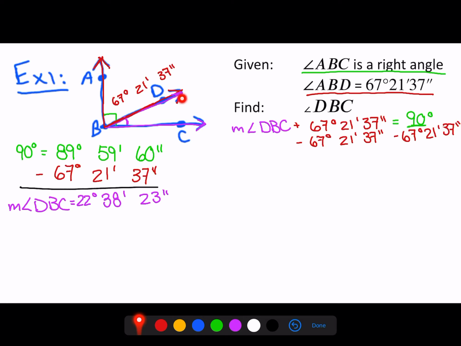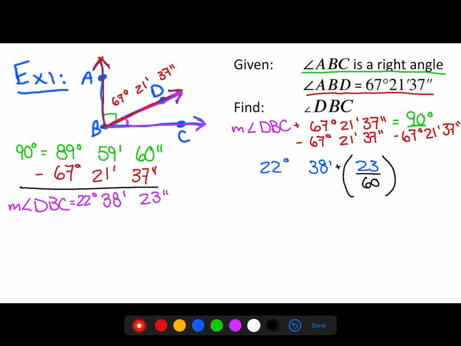Now, if I want to convert this back just to degrees, say they didn't want me to have it in degrees, minutes, and seconds, they wanted it in degrees, here's how we do that. If you remember on the last slide, to get to our seconds we were just multiplying by 60. So to go backwards, I need to do the opposite, the inverse operation, which would be divide. So I have 22 degrees, 38 minutes, and 23 seconds here. I'm going to take my last term, that 23, and divide it by 60.